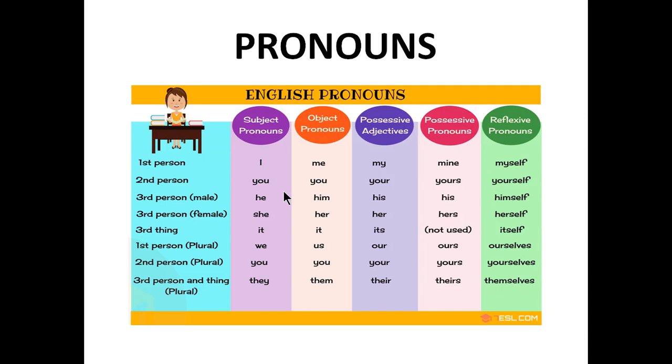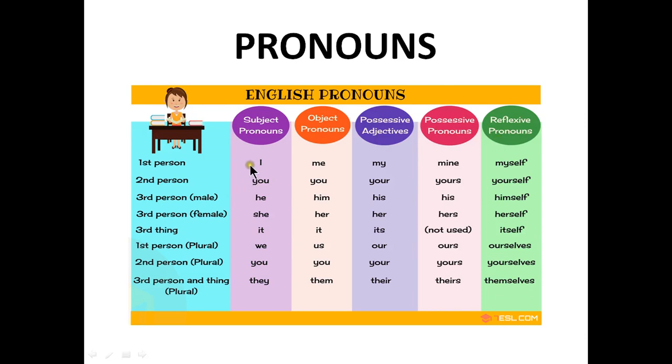Like verbs, there are different forms of pronouns. In verbs, we have present, past, past participle, and present participle. The same way, every pronoun has 5 basic different faces or shapes, you can say, which we call subject pronouns, object pronouns, possessive adjectives, possessive pronouns, and reflexive pronouns.